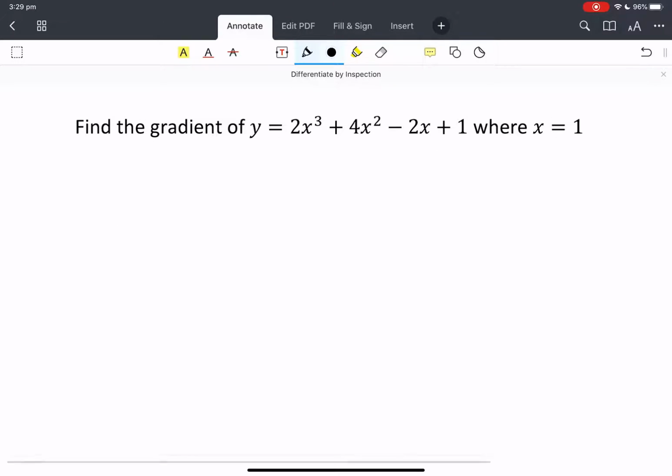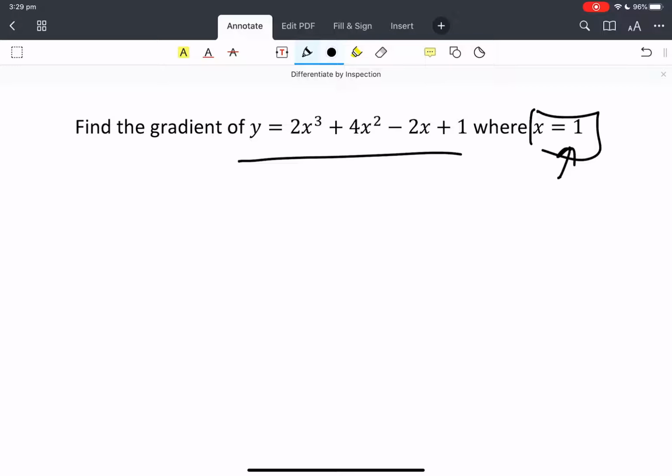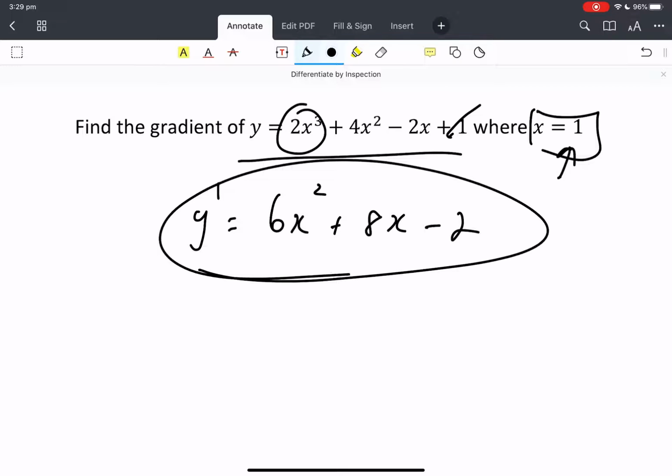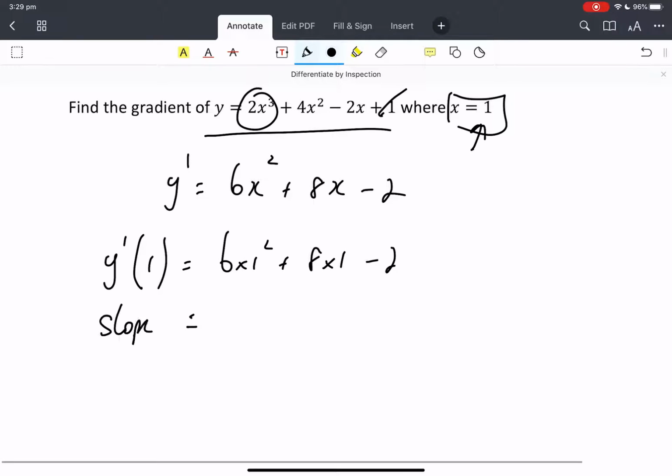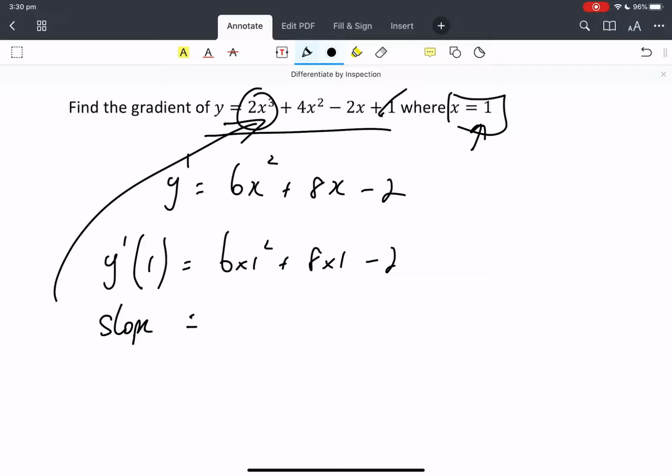Okay, find the gradient of this function where x equals 1. So to find the slope where x equals 1, first of all, I need a gradient function, y dash. So that will be 6x squared plus 8x minus 2. And that 1 drops off. That's my gradient function, and I want to find the gradient where x is 1. So I just set x equal 1, and my slope of that cubic where x equals 1 will be 6, and 8 is 14, will be 12.